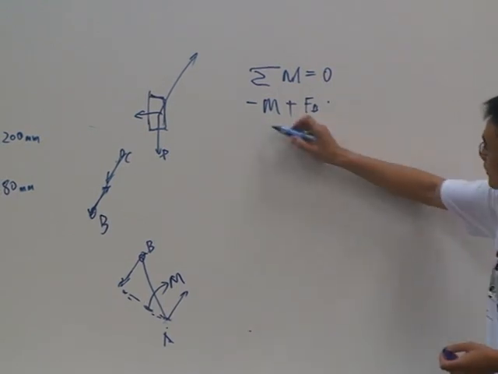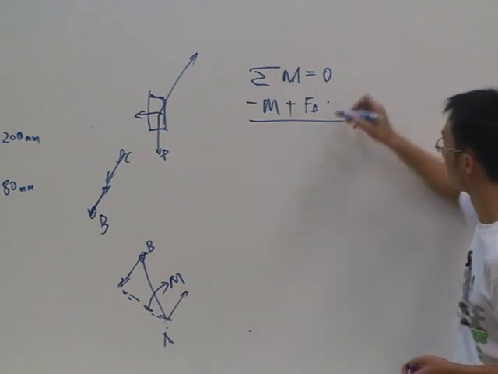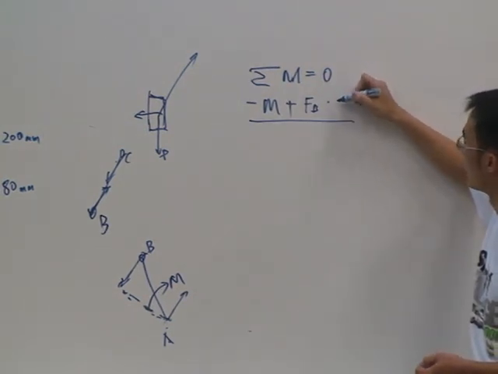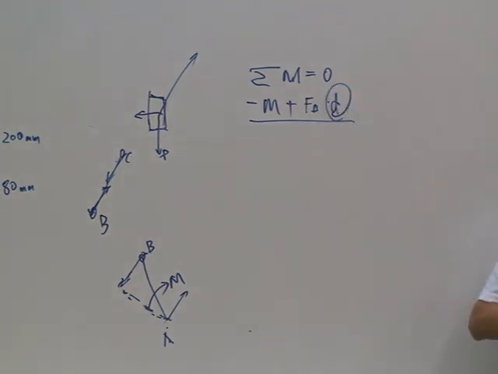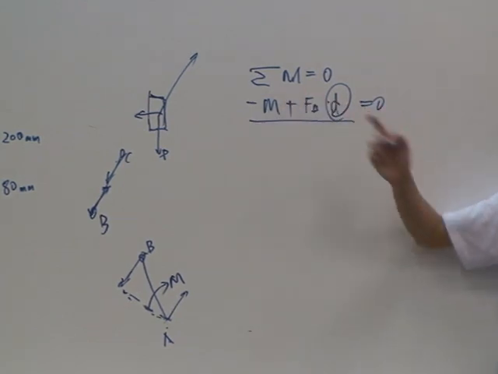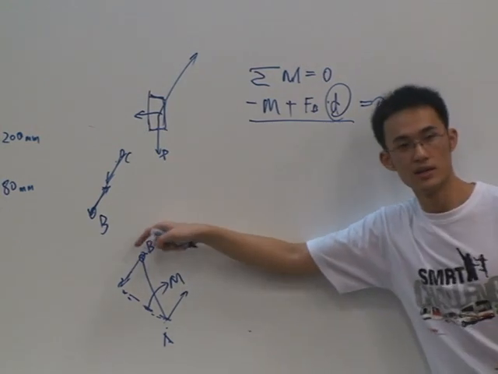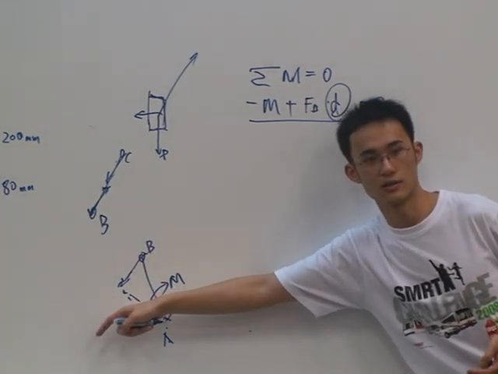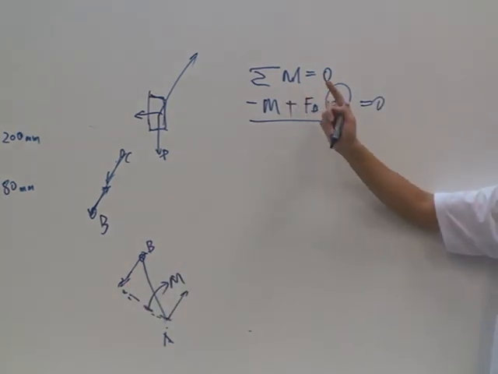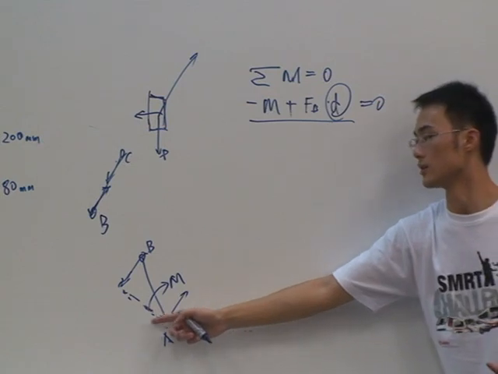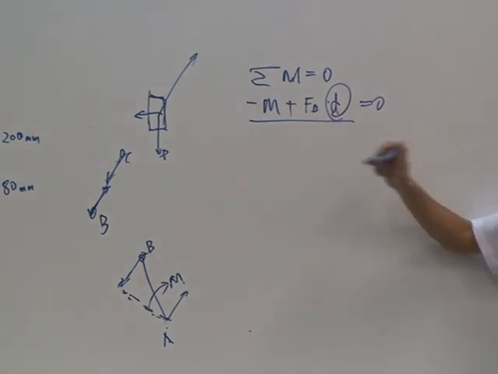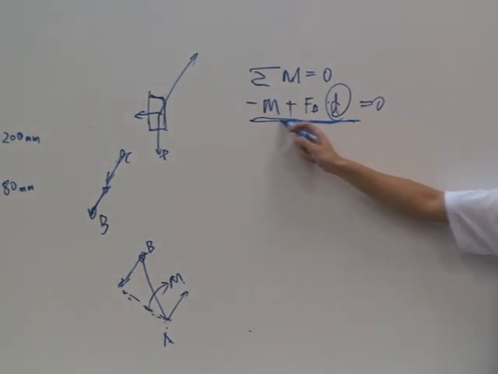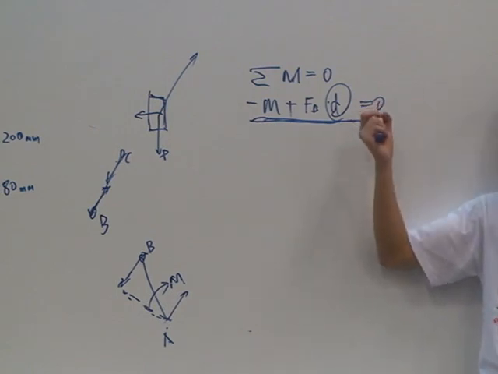So here, Fb times its force arm. Assume it's d something, but this definitely is a constant we can find. This is a number, equals 0. This is summation of moments equals 0. Because this one is in a counterclockwise direction, this one should be positive. And this moment is in a clockwise direction, so we should use minus. So this is a sign convention. In the end, we sum up all the moments together, and we will get 0.